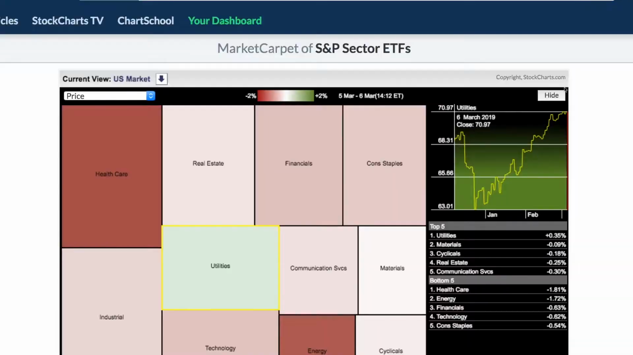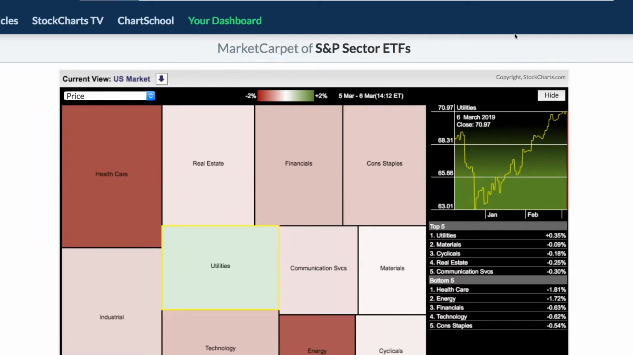I'd like to explain to you today how I use the market carpet section of stock charts, not so much to find out which sectors are strong and which sectors are weak on any given day, but to try to dig down a little deeper and find out which stocks are actually driving those moves. So if you go to the screen here, this is the market carpet of the S&P sector ETFs that you will find on stock charts on the market carpets page.